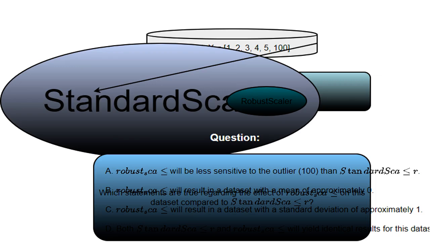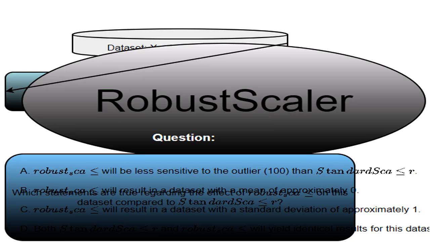StandardScaler is a technique that standardizes data by subtracting the mean and dividing by the standard deviation. This means each data point is transformed to have a mean of 0 and a standard deviation of 1. It's very sensitive to outliers. RobustScaler, or robust_scale as used in the quiz, is a more resilient method. Instead of using the mean and standard deviation, it employs the median and the interquartile range, IQR. The IQR is the difference between the 75th and 25th percentiles, making it less influenced by outliers.